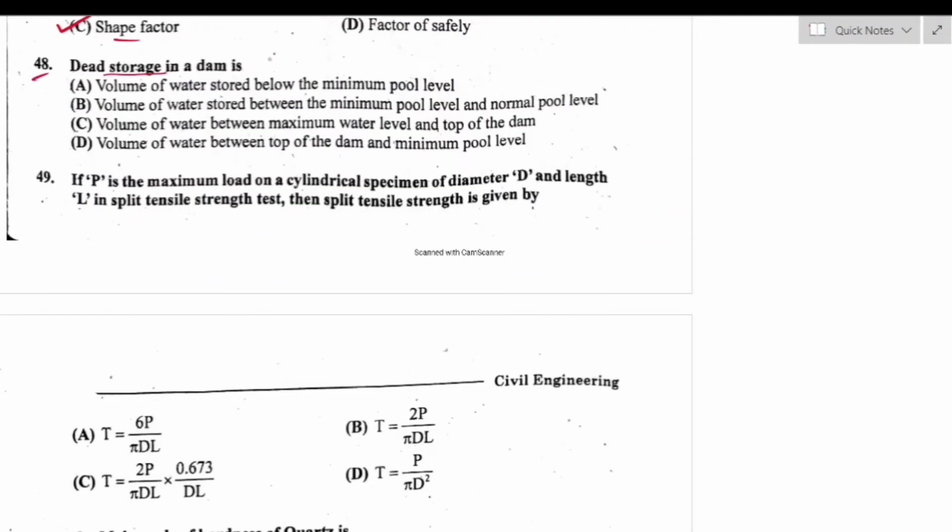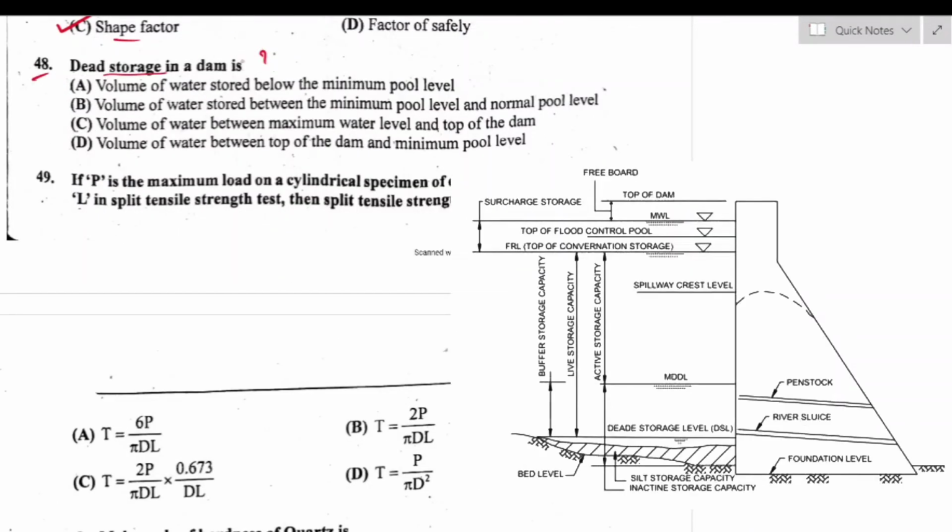Question number 48. Dead storage in a dam is. In the following figure you can observe the different storage zones of water in the dam. So this is the dead storage, which is a volume of water stored below minimum pool level. Option A is the right answer.